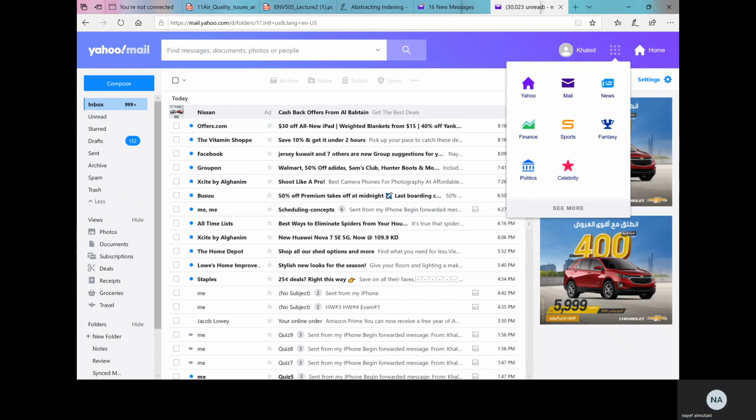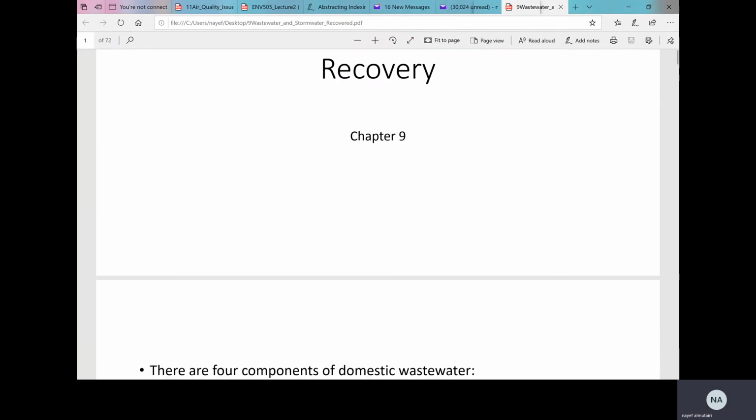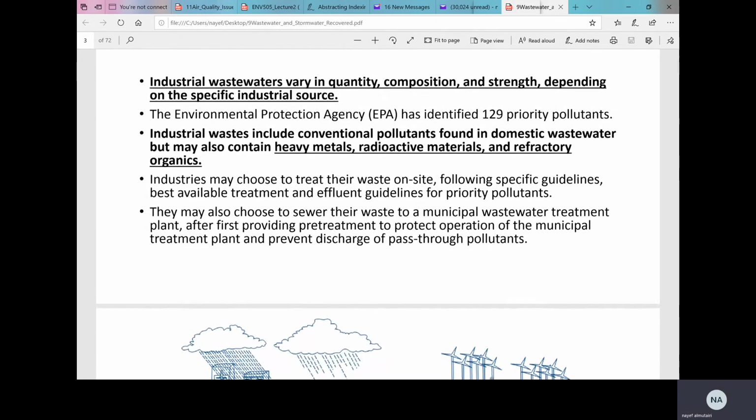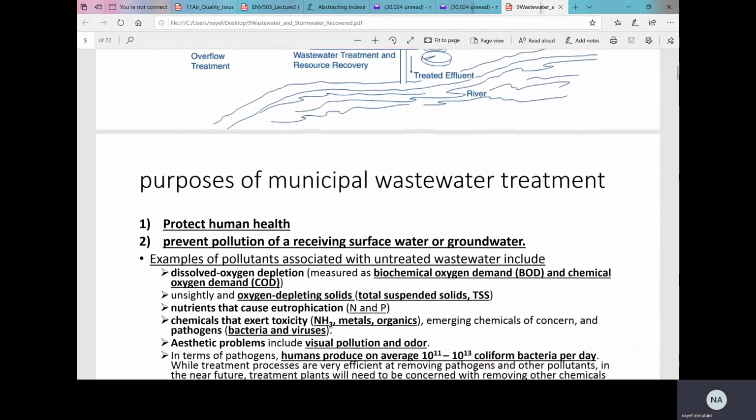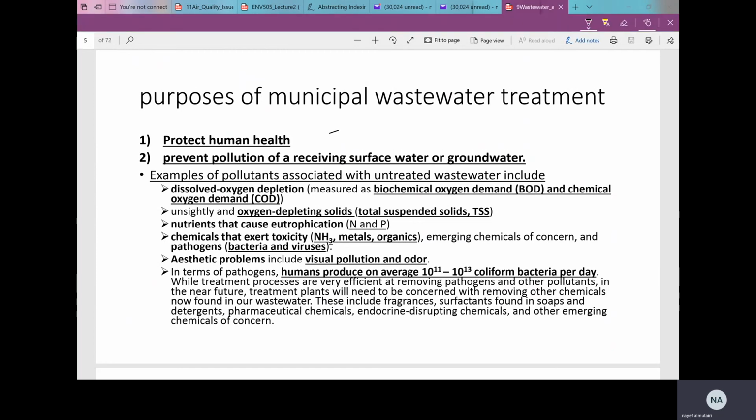Okay. Now, chapter 9, wastewater and stormwater collection, treatment, and resource recovery. What is wastewater? We did discuss this, and this might come again, and maybe this came in the quiz, but what is the purpose? Why do we have to deal with treating wastewater? Well, protecting human health is number one, and preventing pollution to the receiving surface water or groundwater.